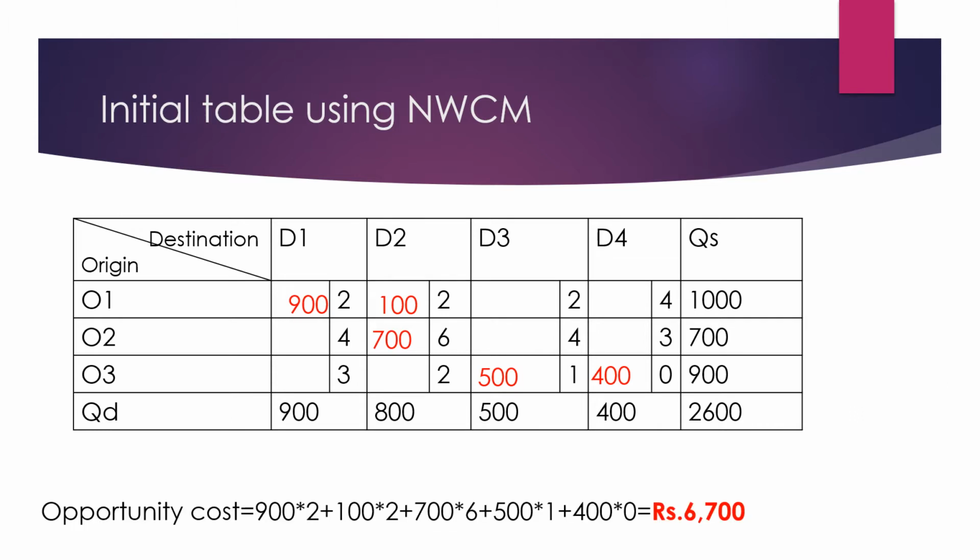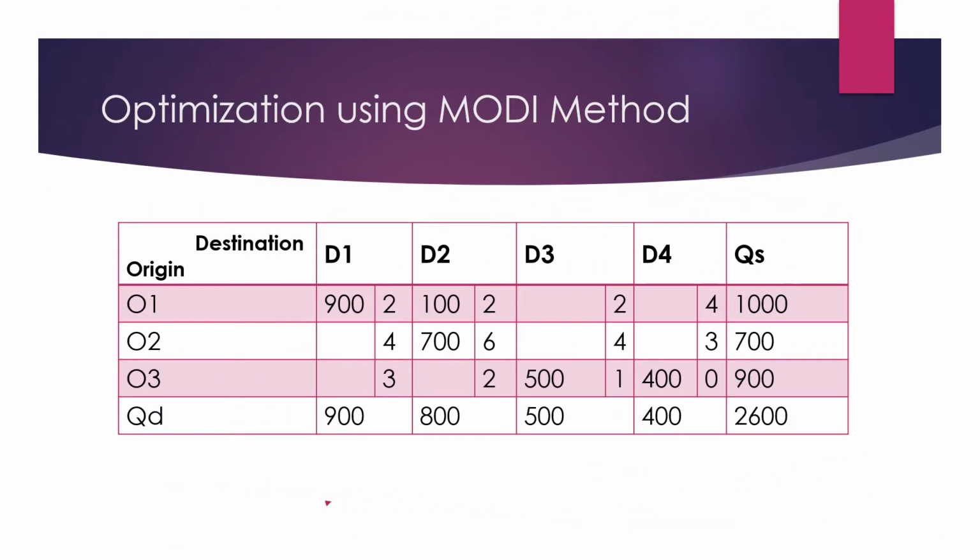Then what will be the balance? Here, we are going to calculate the opportunity cost by multiplying each quantity with the opportunity cost of each cell. Now we can see the total opportunity cost comes as rupees 6,700. Now let's see how we are going to optimize this using the MODI method. First, in the MODI method, we have to use the V values and U values. Normally, we assume U1 as 0.